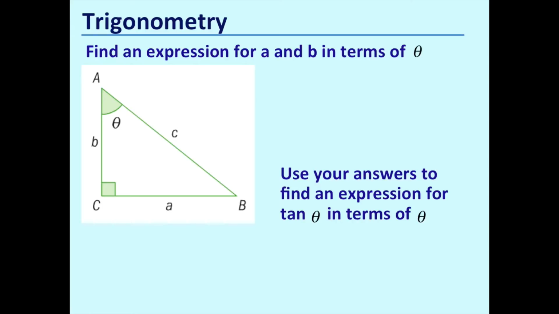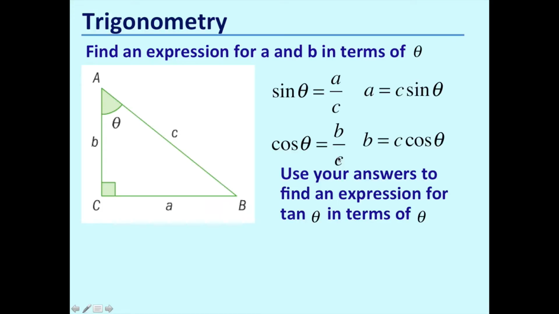So let's have a look at this. First of all then, the expression for A and B in terms of theta. So if we have got theta here, we know that sine theta is going to equal opposite, which is A, over hypotenuse, which is C. We can rearrange that to give us an expression for A in terms of theta, which is C sine theta. Similarly, cos theta is going to equal adjacent over hypotenuse, which here is B over C, and we can rearrange that to give us B is equal to C cos theta.